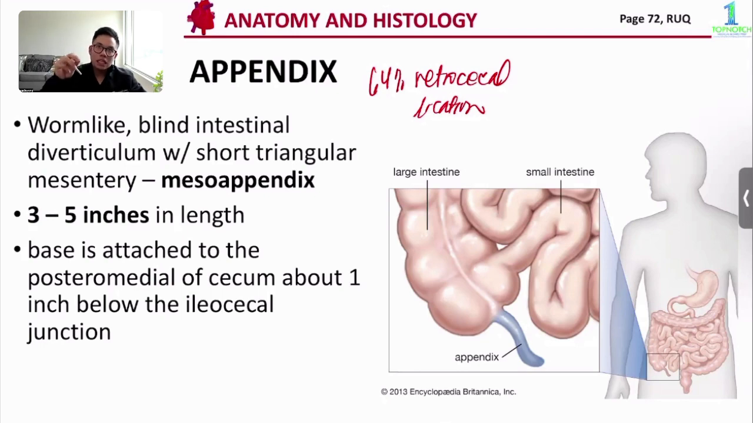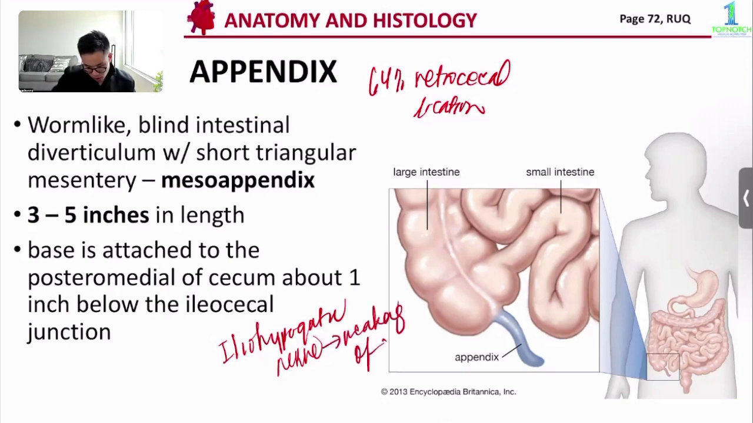To locate the appendix, you would follow the taenia coli from your intestine, and it would lead you towards the base of the appendix. Now, whenever you do your appendectomy, there is a nerve called your iliohypogastric nerve that is oftentimes iatrogenically injured as well. When it's injured, you would have weakening of the abdominal walls. So that is another clinical concept that is also high yield to remember.